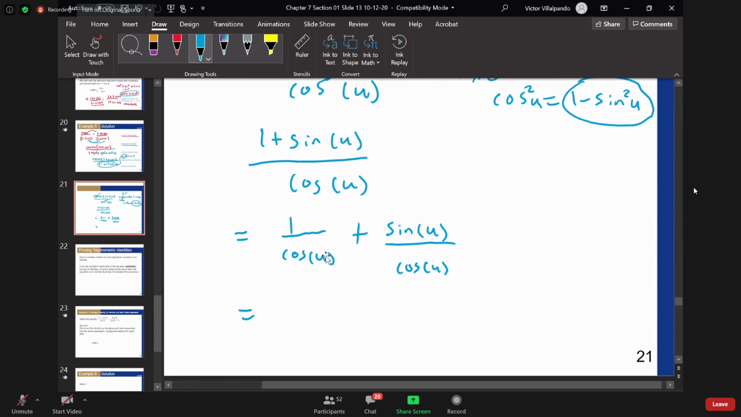So I think we're almost done wrapping the problem up. So 1 over cosine becomes secant of u. The ratio of sine over cosine, I know I repeated this more than once, is tangent. And I believe we have arrived at our right hand side.